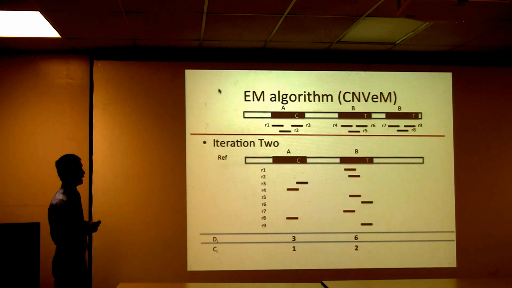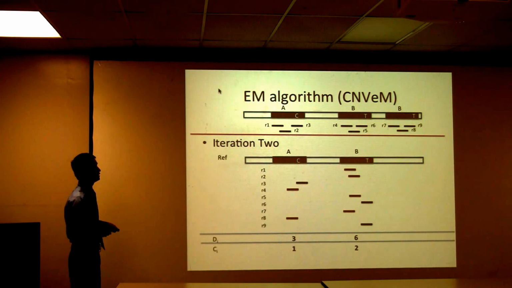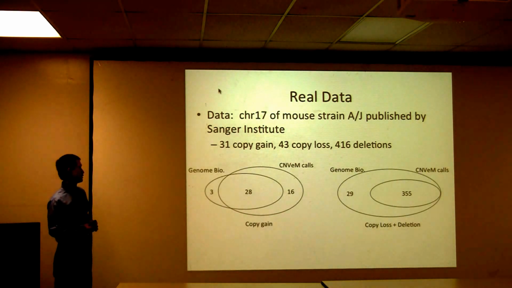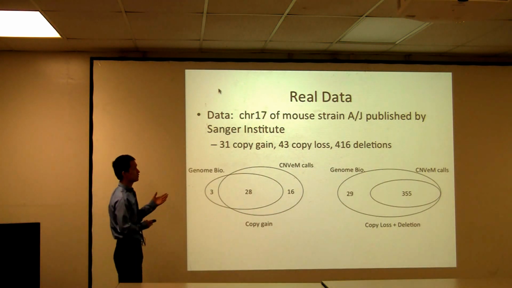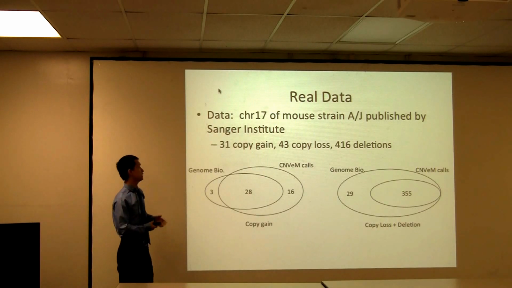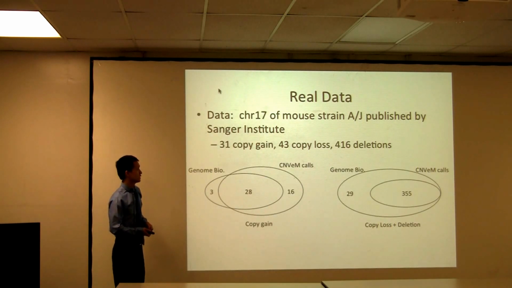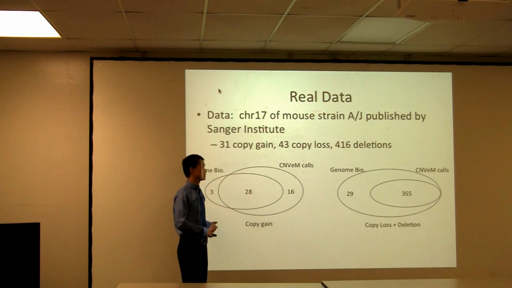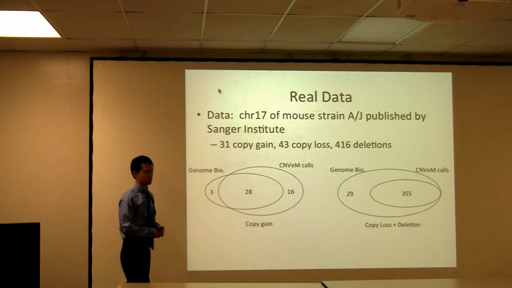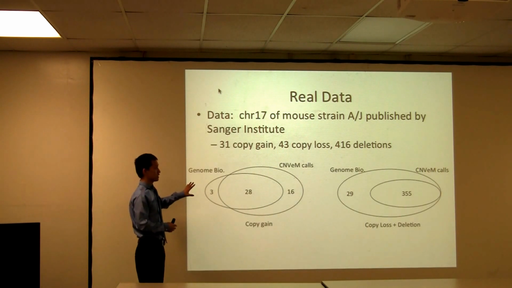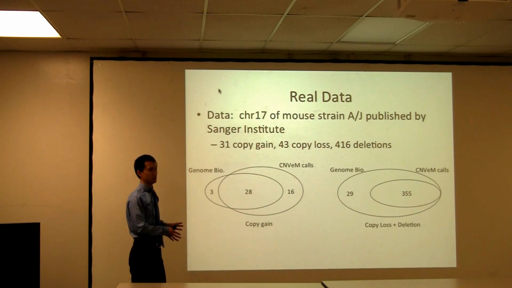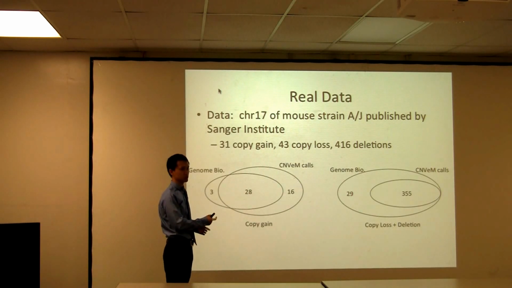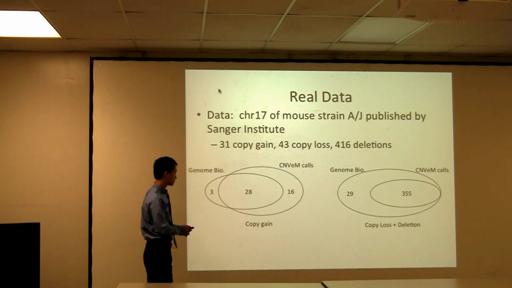We saw that our method has a high accuracy by experiment. We apply our method to real data, which is the sequencing data of chromosome 17 of mouse strain AG, published by the Sanger Institute. In their paper, they report 31 copy gain regions, 43 copy loss regions, and 416 deletion regions. In their method, they didn't predict the exact copy number. However, our method is able to tell what the copy number is, whether it's 1, 2, 3, or 4.